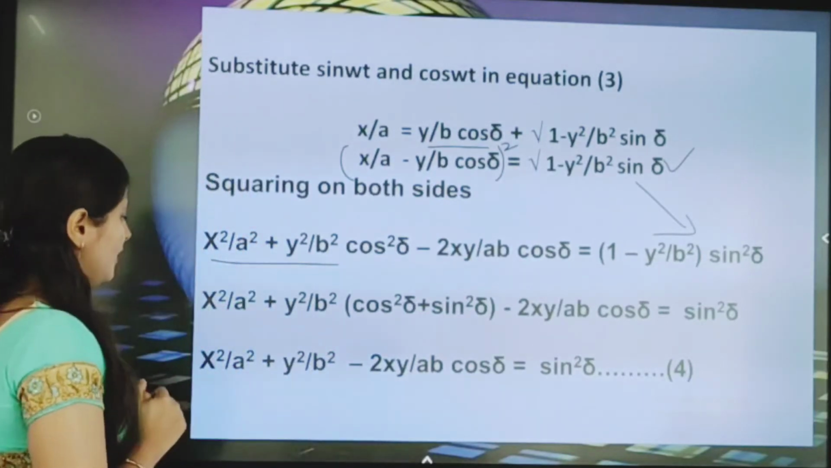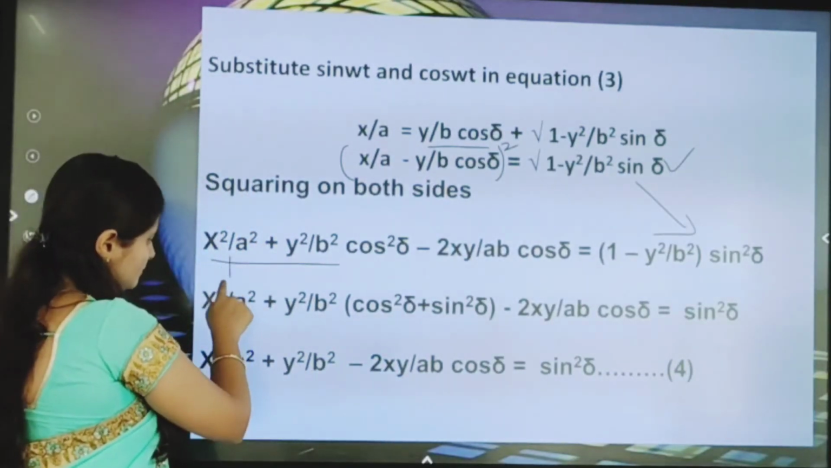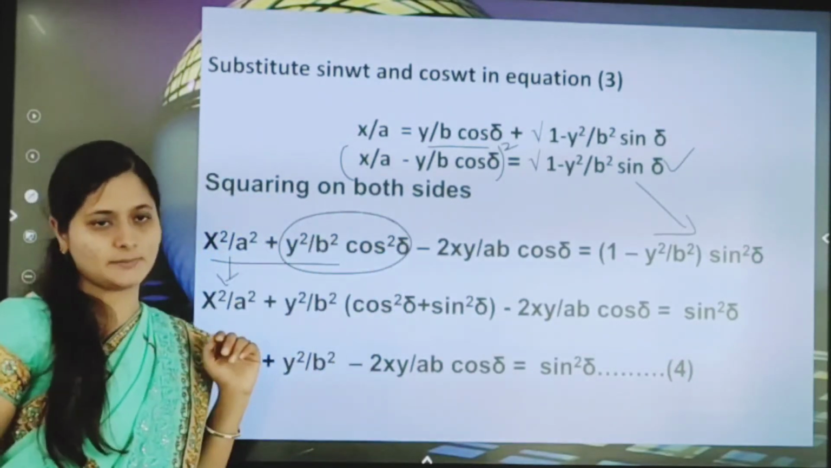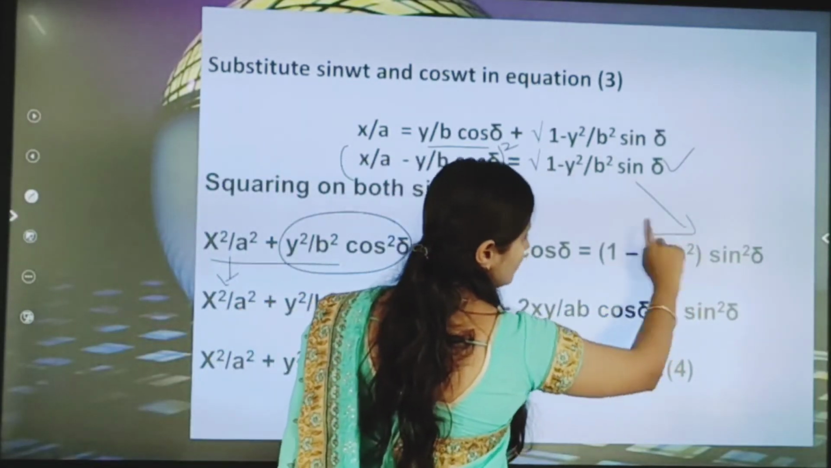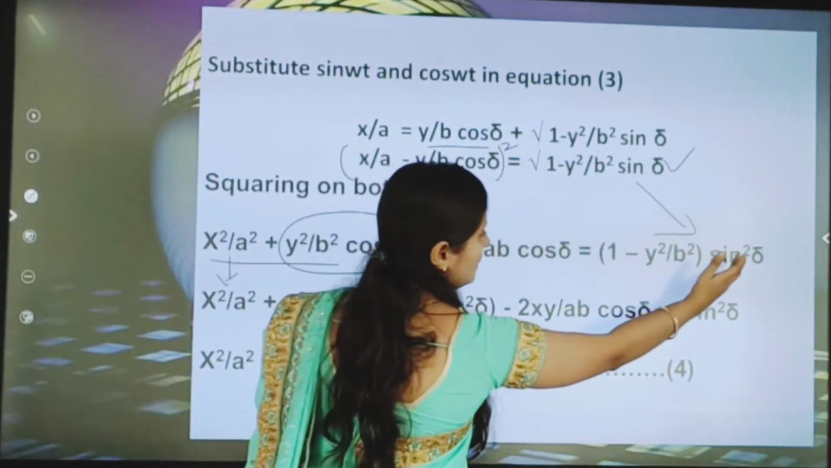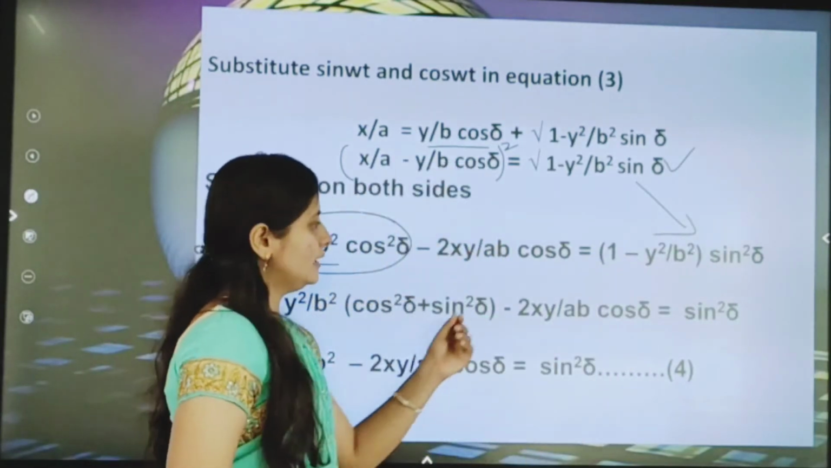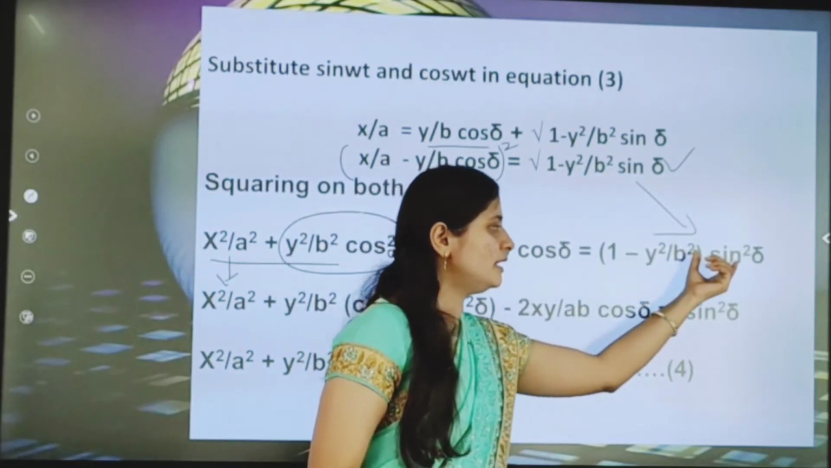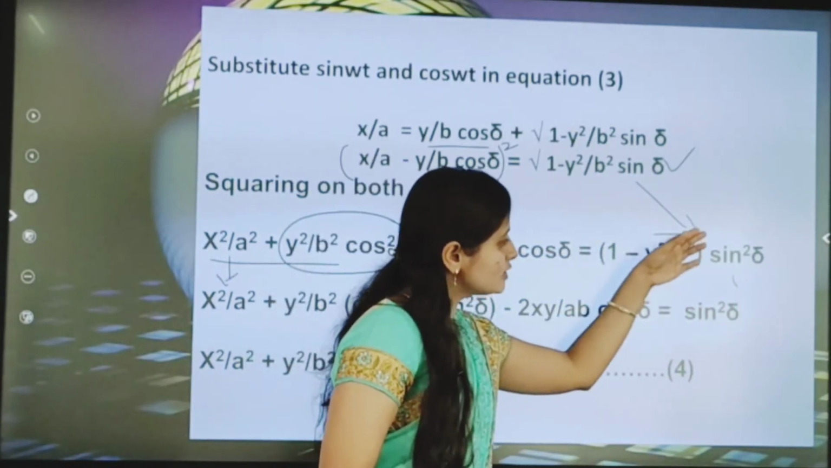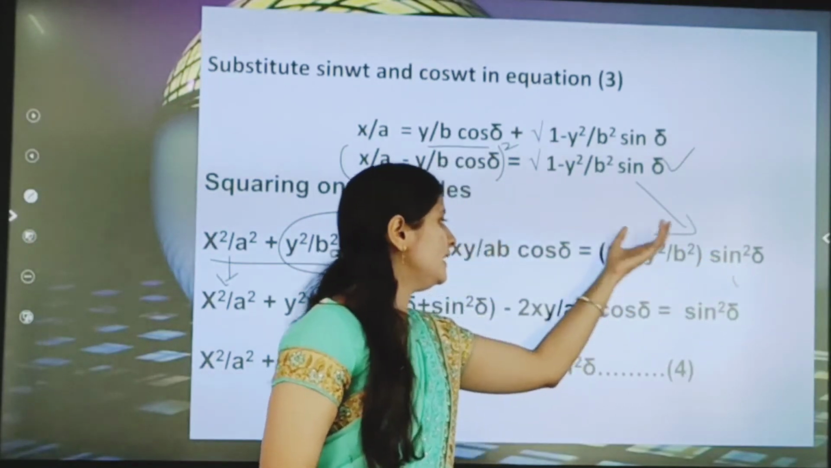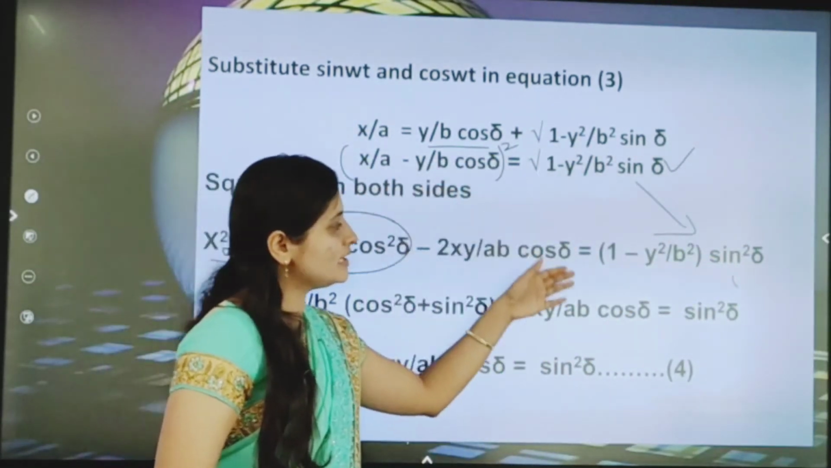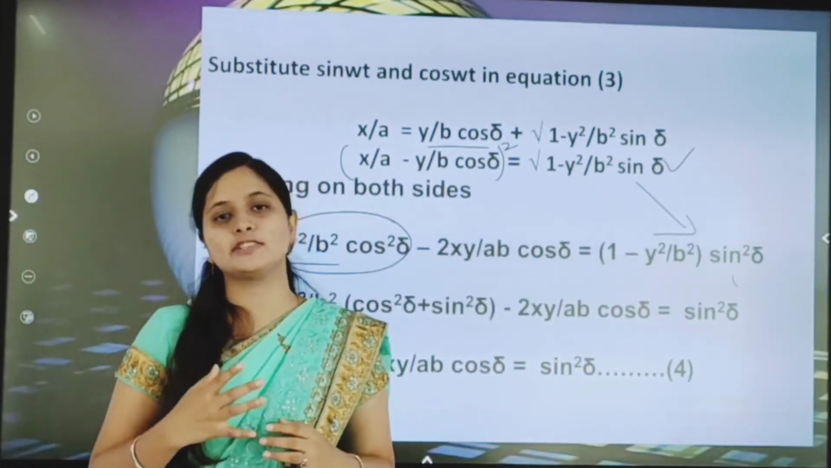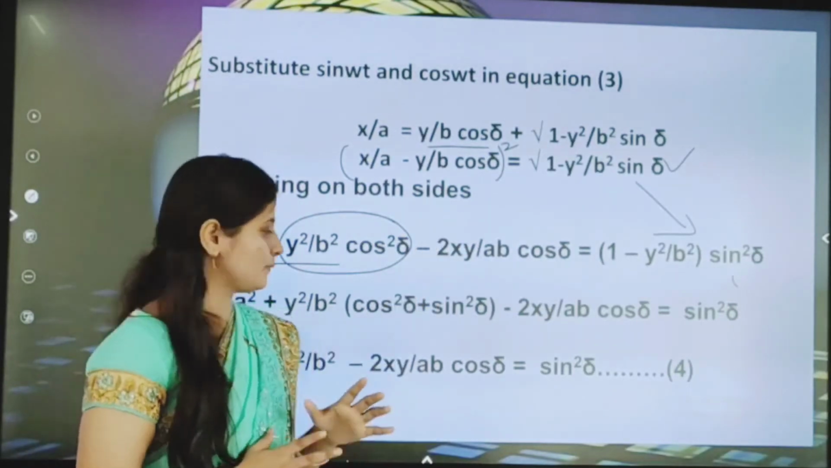So here, how we are simplifying means x square by a square as it is. Next, here a y square by b square term is there, and here also a y square by b square term is there. First we are multiplying with respect to sin square theta. Next, sin square theta 1 as it is. Next, minus y square by b square sin square theta. So that minus y square by b square sin square theta we are taking to the LHS, and while coming to the LHS it will be plus y square by b square into sin square theta.